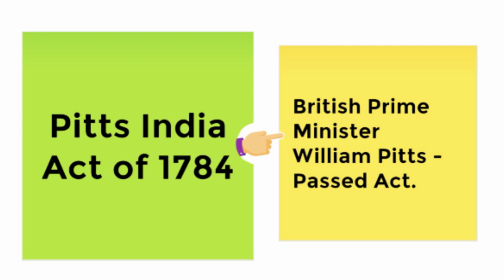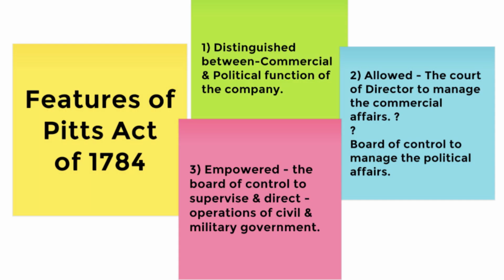Well, the British Prime Minister William Pitt passed this very important act in 1784, and therefore this act is named after him as Pitt's India Act of 1784. Now, following are the important features of this act, and once we go through these features we will understand exactly what was mentioned in this act and how the British government continued to rule in India, and how the British East India Company especially continued to maintain its dominance in India.